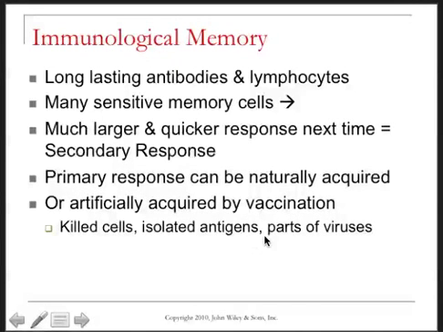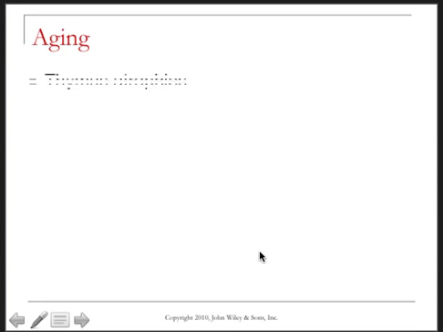We synthesize them artificially. But essentially what we do here with vaccination is we fool the immune system into thinking that a pathogen has invaded you. And instead of actually giving you the pathogen, we just give you his ID tag, and now during the primary response, what we generate are memory cells, and then the next time that pathogen shows up, we can take him out in short order.